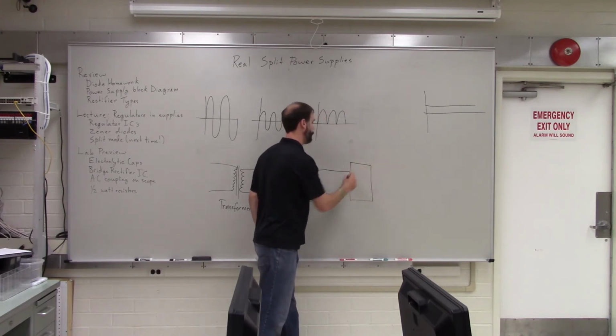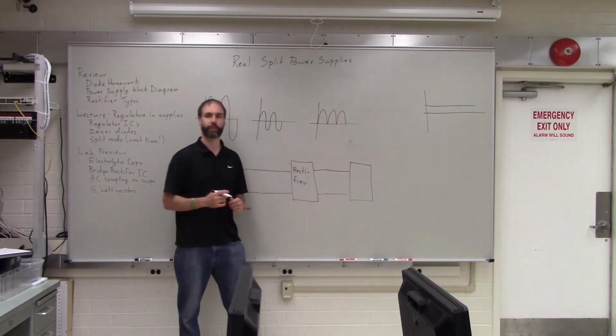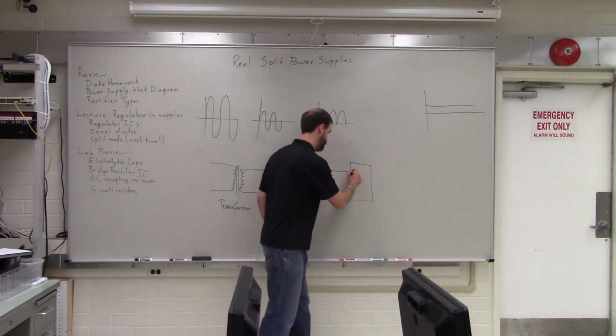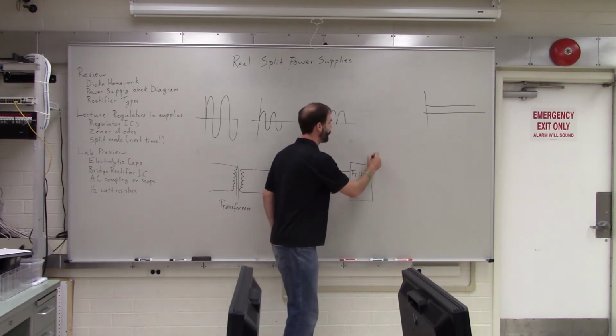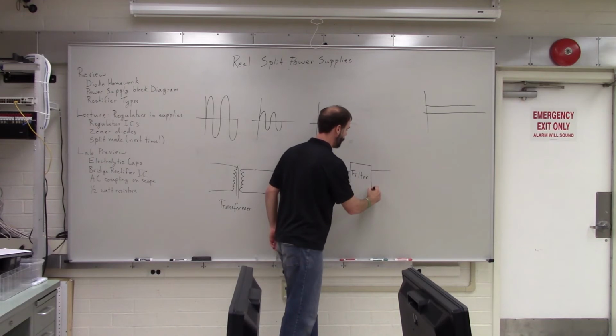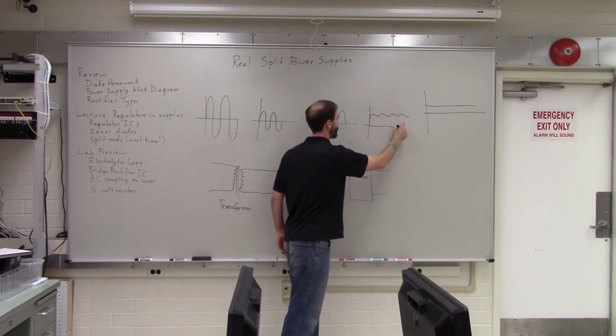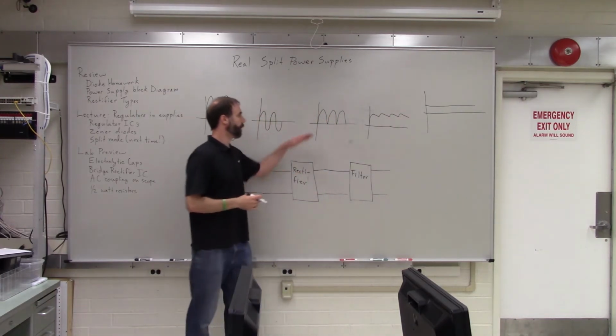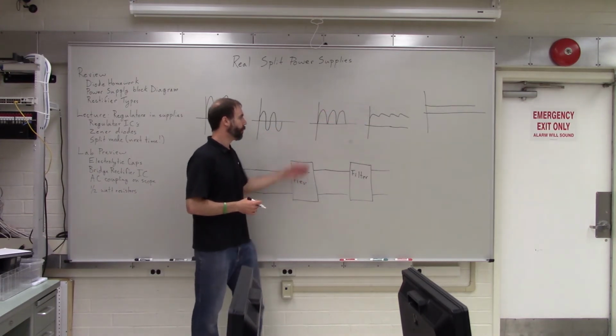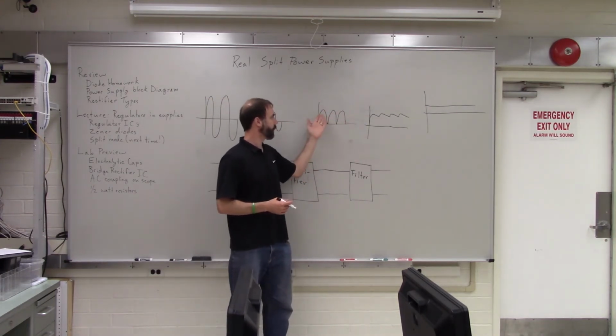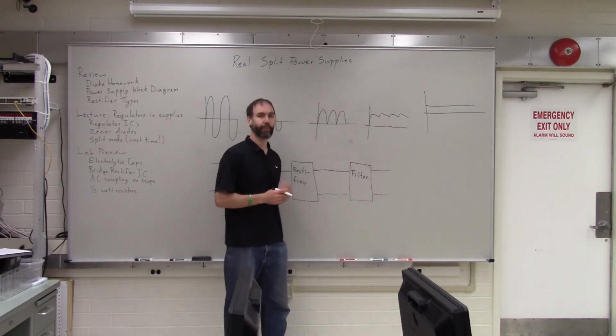So what was the next part of the power supply? Yeah, a capacitor used as a filter. So the filter took our AC signal and it gave us a signal that looked more like that. Okay? So it's still not perfectly flat, but it is a lot smoother than these big humps that we had before.